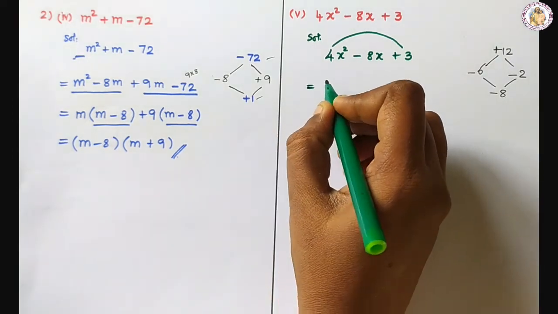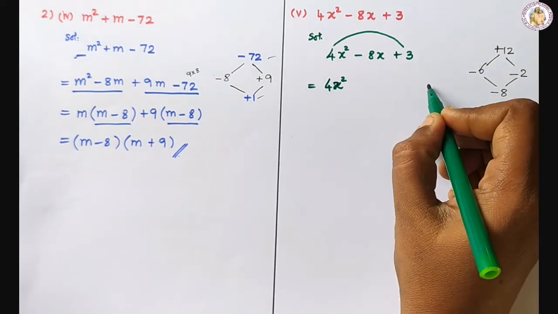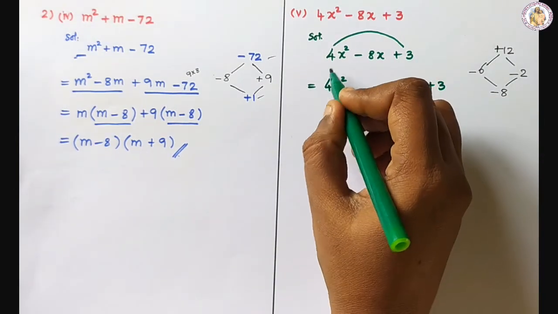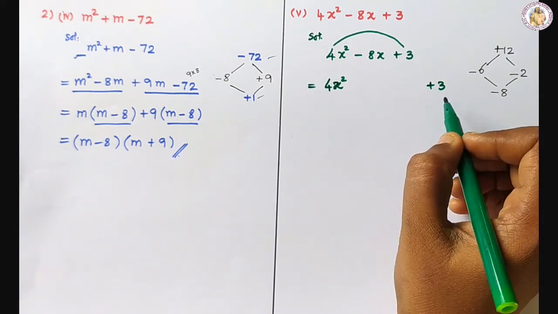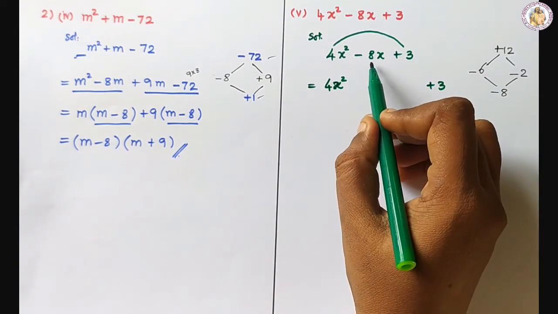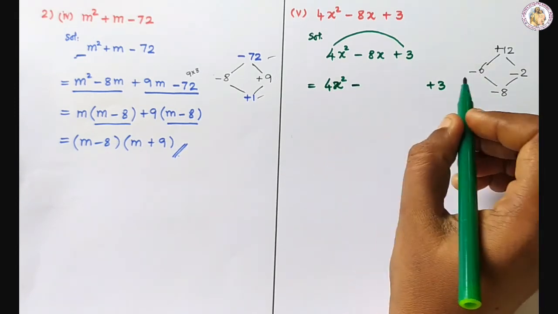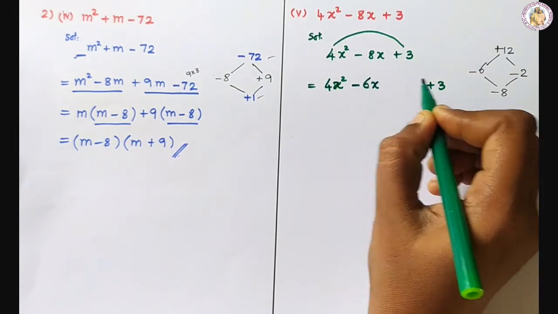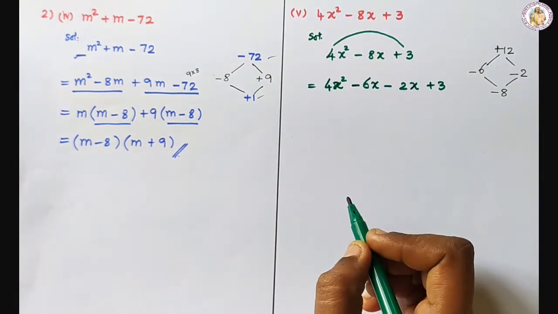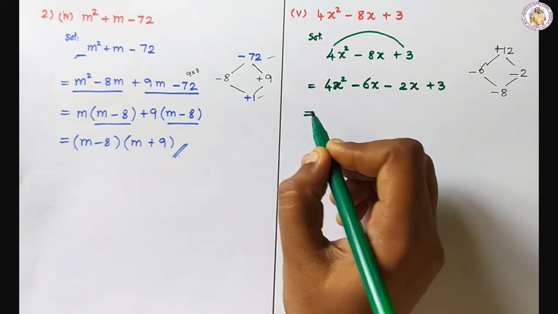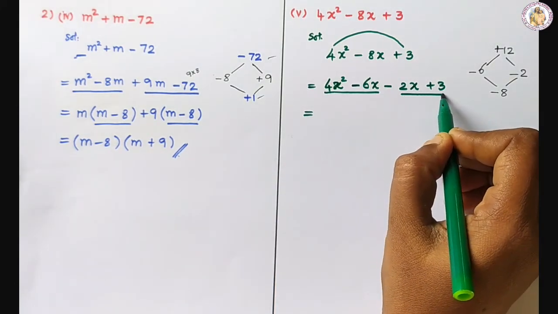Now write the numbers. 4x squared and plus 3 constant term as it is. Minus 8x is splitted into minus 6x minus 2x. Listen, take first two terms and second two terms.